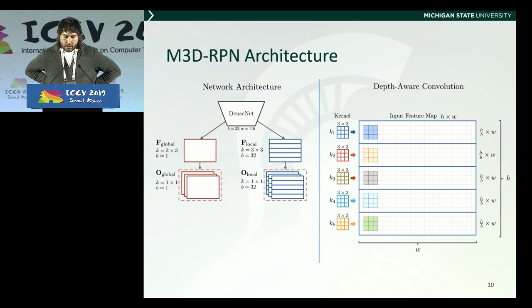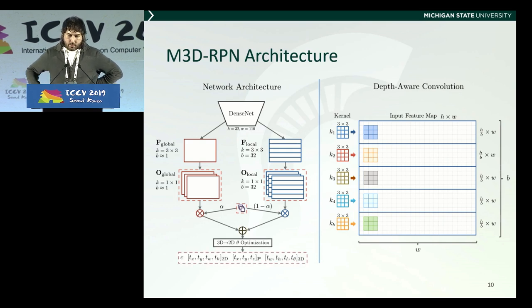We set B equal to 32 for the local branch, and B is essentially equivalent to 1 for the global, since the same kernel is used for each row or each bin. Afterwards, we weightedly fuse the outputs from both streams and provide the final predictions.